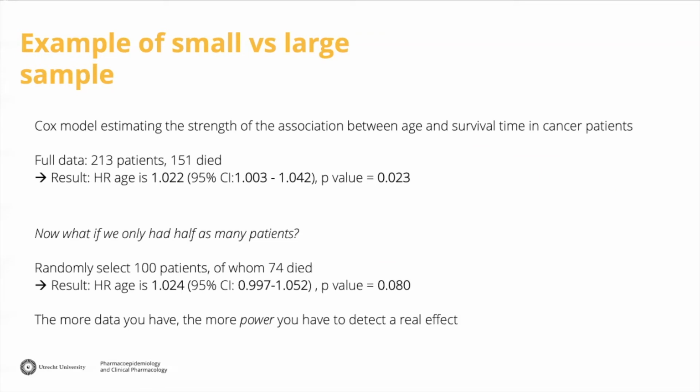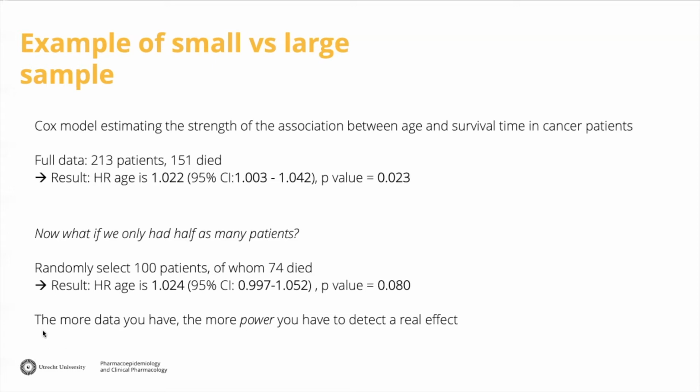However, if we had half as many patients in this study, where we only had 100 and 74 died, the hazard ratios are quite similar, 1.022 versus 1.024. However, the confidence interval does cross the null, and our p-value is greater than 0.08, which would suggest that there may not be an association between age and survival time. Not because a true association didn't exist, which we can see from the first part of these results here, but only because we had a smaller sample size and we had less statistical power.